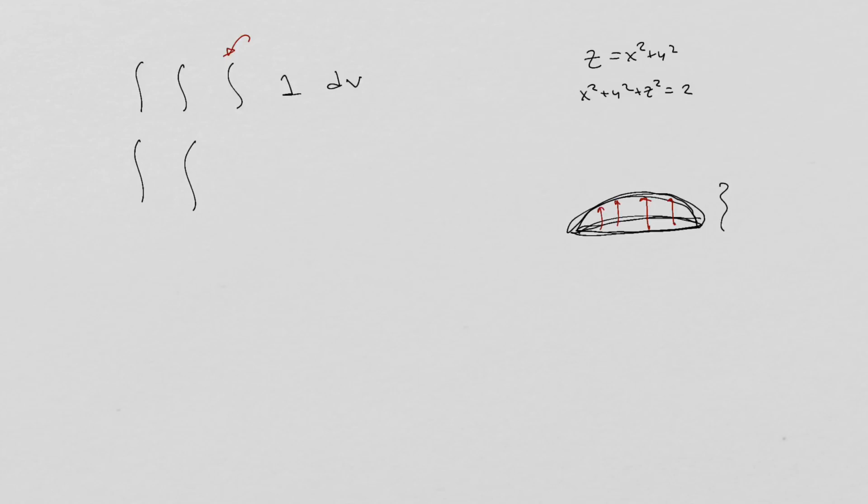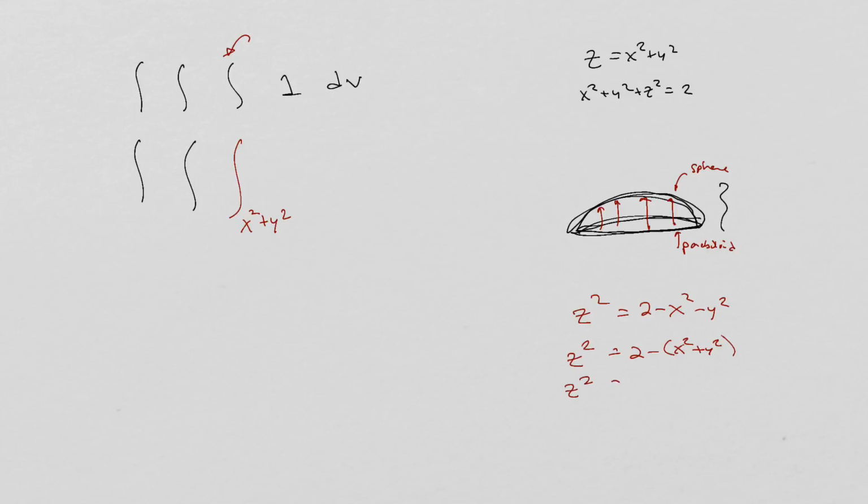Okay, so this was the paraboloid right here, and this was the sphere on top. So for the lower bound, I'll use the paraboloid, which is x squared plus y squared, and I'll go up to the sphere, where if we solve that for z, I'd have z squared equals 2 minus x squared minus y squared, or z squared equals 2 minus (x squared plus y squared), which is 2 minus r squared. So z is the square root of 2 minus r squared.